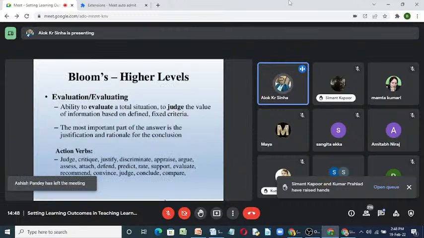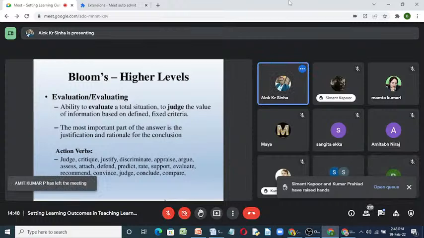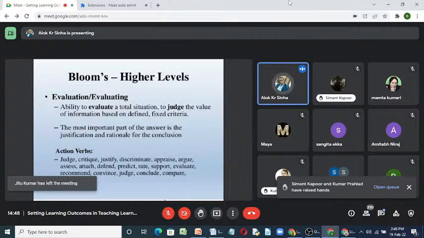And evaluation, or evaluating. It is the ability to evaluate a total situation, to judge the value of information based on defined fixed criteria. The most important part of the answer is the justification and rationale for the conclusion. The action verbs present in it are judge, critique, justify, discriminate, appraise, argue, assess, attach, defend, predict, rate, support, evaluate, recommend, convince, conclude, compare, and summarize.